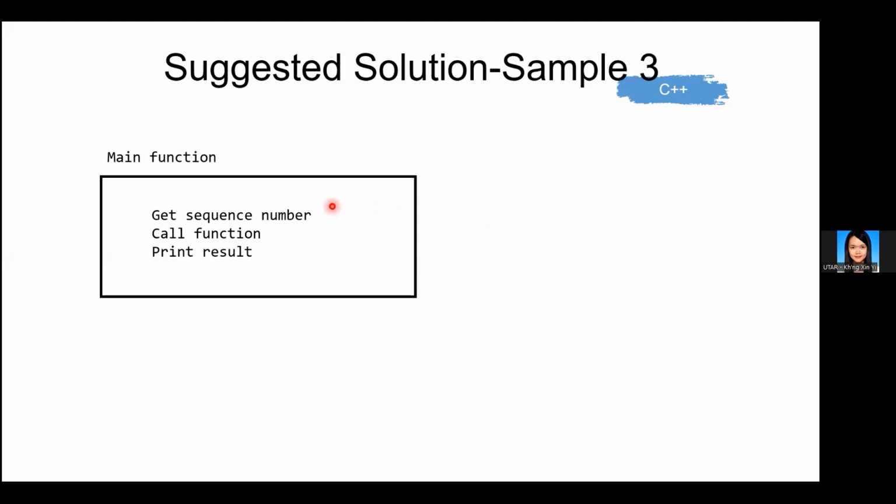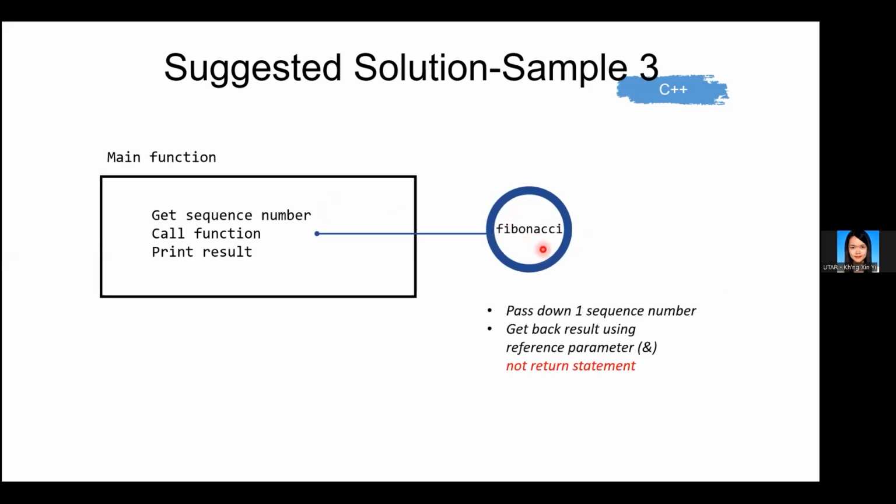Of course, the first thing, you have to get the sequence number. What is the sequence number required by the user? For example, 6. Okay. Then after that, we will call the function. The function we just call Fibonacci. We are going to use the function to find the Fibonacci number according to the sequence number keyed in by the user. Okay, so for this case, I will need to pass down the sequence number keyed in by the user to the function to do the calculation, right? So I will pass down one number, just one piece of information.